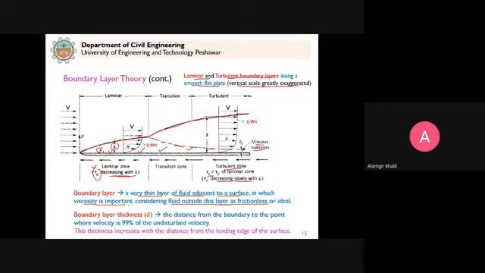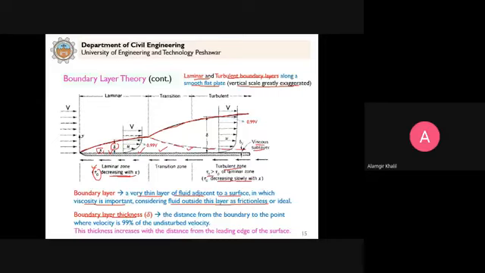So this boundary layer thickness is what we will be interested to calculate in problems, along with the shear stress and the friction drag forces. We are going to calculate these, and we use this boundary layer theory to arrive at those equations. So what is the thickness of the boundary layer?